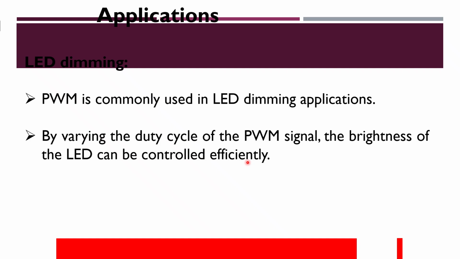Again when you press the switch, it goes from 100 to 75, it reduces a little bit, then to 50 it reduces to half of its brightness, then to 25 it reduces a little more, then it goes to 0 and the switch is off, the LED is off. Okay, like that, this is called the breathing effect. So these are the dimming applications. So by varying the duty cycle of the PWM signals, the brightness of the LED can be controlled efficiently.